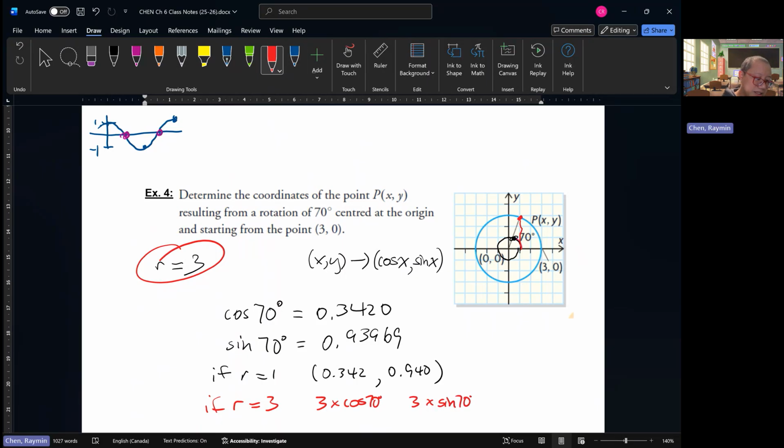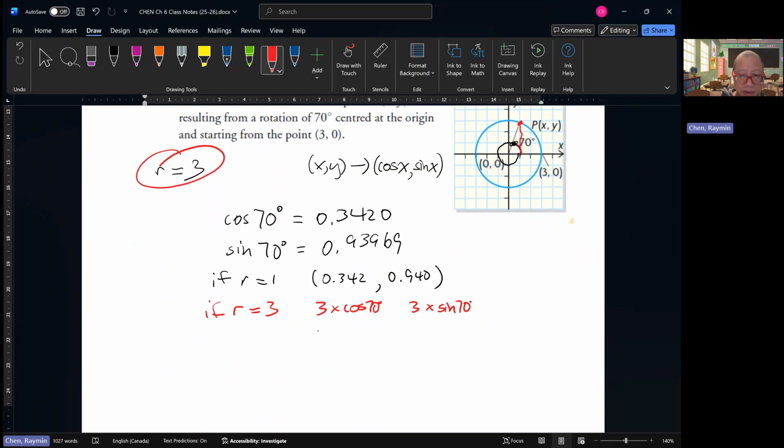So 3 times cosine of 70 degrees. Yeah, that could be right. That's the right answer. This is going to be 1.026, and 3 times sine of 70 degrees is 2.819. And it looks like it. Yeah, it looks like it. Good.